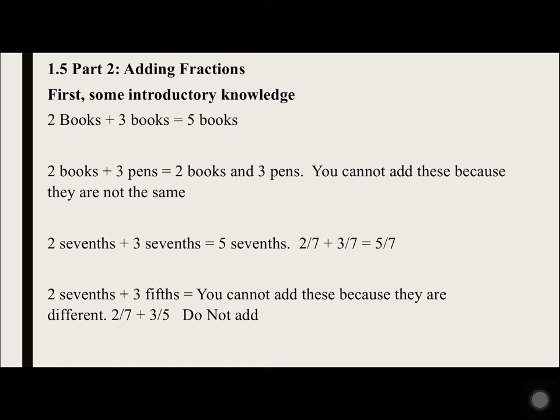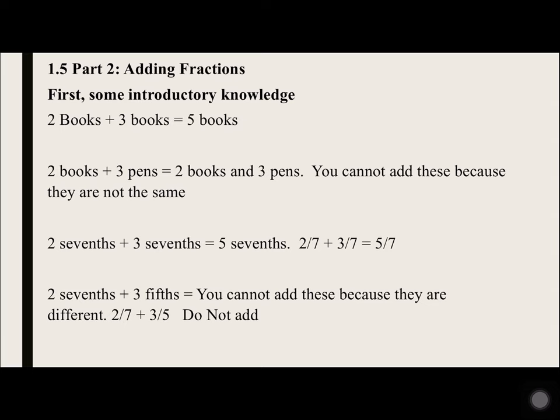1.5 Part 2, Adding Fractions. First, some introductory knowledge. 2 books plus 3 books equals 5 books. 2 books plus 3 pens equals 2 books plus 3 pens. You cannot add these because they're not the same.